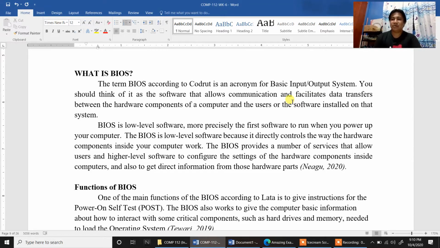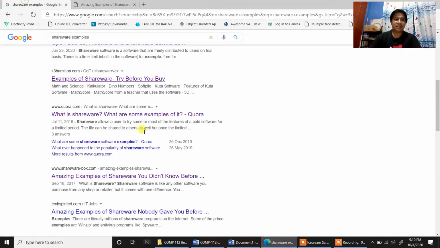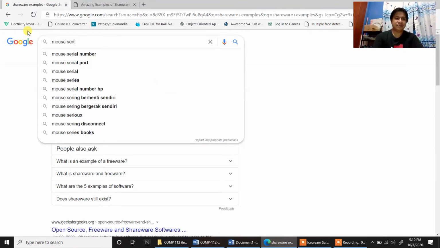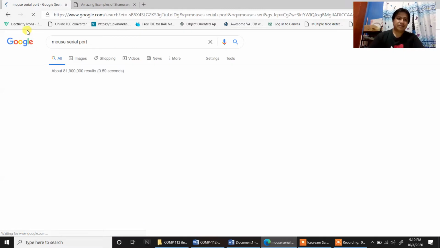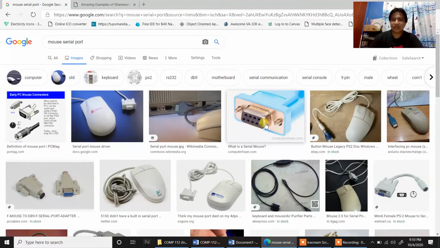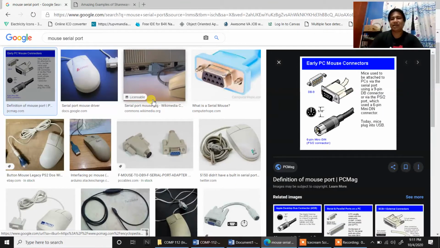The serial port before was very slow. And there were mice back then that had a trackball inside. I don't know if there are still such mice existing right now. Here are examples of serial ports. Here you can see how many there are, 1, 2, 3, 4, 9 ports. These are examples of serial ports before.